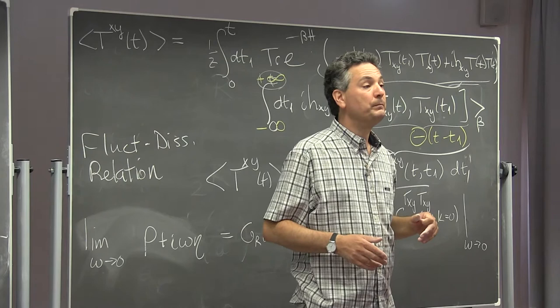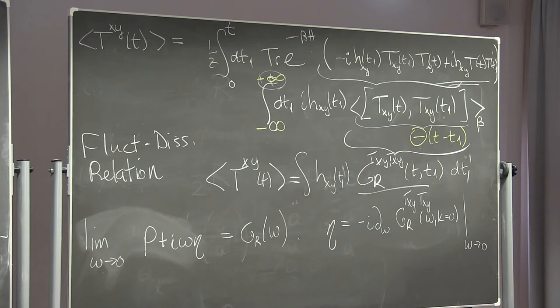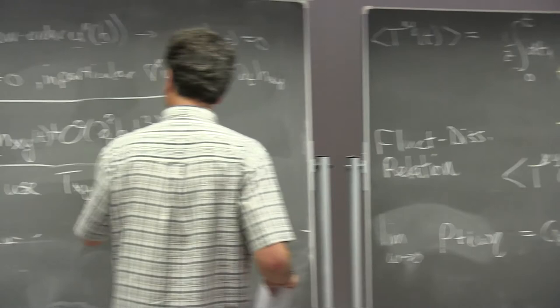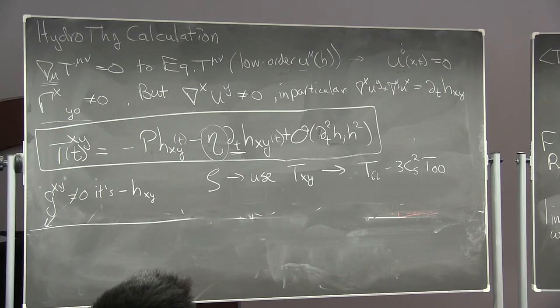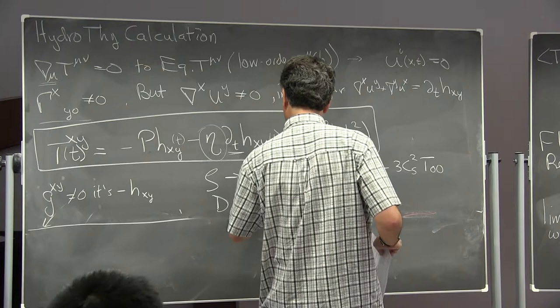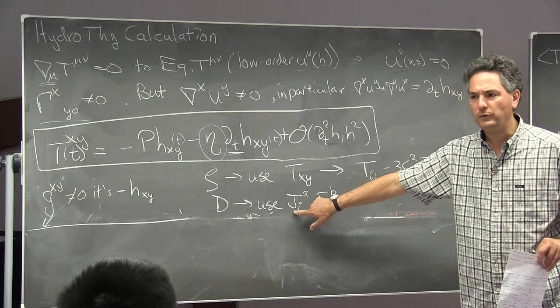Okay. And just as you can do this for the shear viscosity, you can do it for the bulk viscosity. For the bulk viscosity, replace Txy with Tii minus 3 speed of sound squared T00. And up to factors of order unity, the whole thing goes through. For the diffusion coefficient, which we mentioned there, you use the spatial component of the current. And because there can be correlators between two different currents, this can be a matrix.